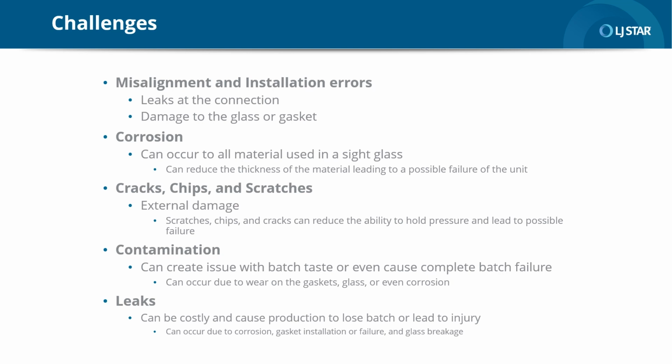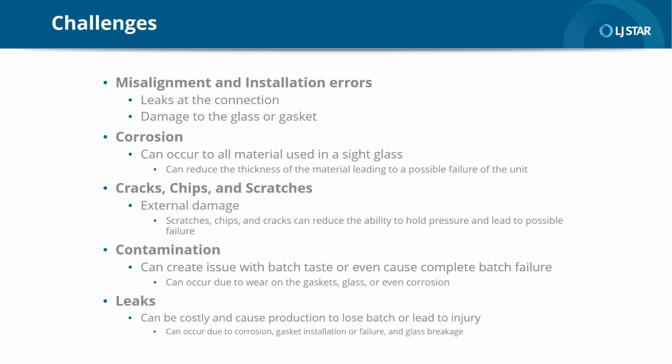Contamination is another one that comes up quite often. This can create issues with batch taste or even cause complete batch failure. If you are not making sure that the glass is acceptable for the application, you could have leaching from both the gasket that's not acceptable, or you could have it from the glass, as mentioned. If it's being corroded, it could be actually contaminating the process in smaller batches. So that's definitely something that we like to look at.